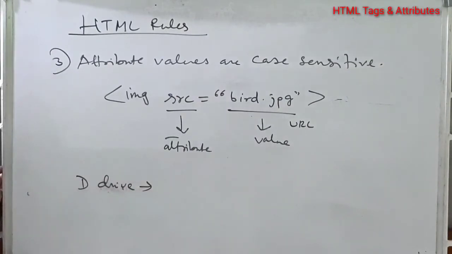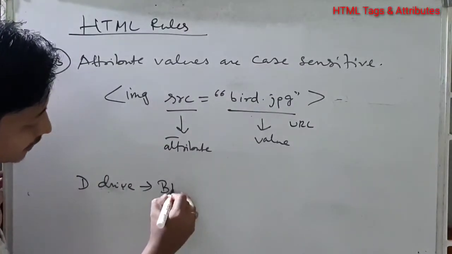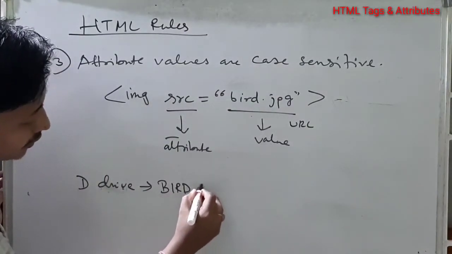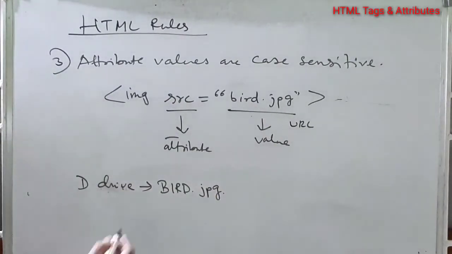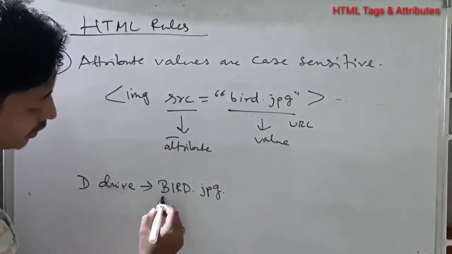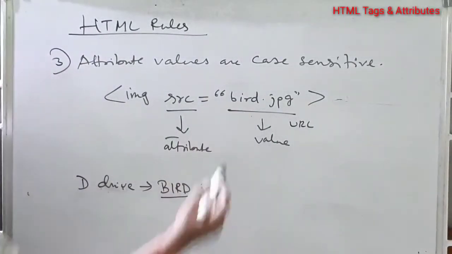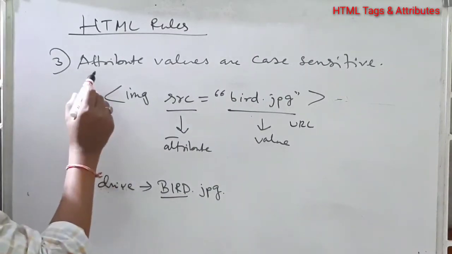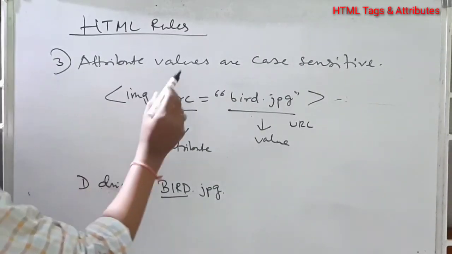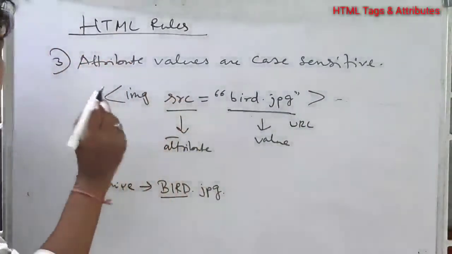But in D drive, this file is saved in this way: dir bar.jpg. Now you can see here the name of the bar is in capital letter, but here you write bar in small letter. This is not going to happen. Here you cannot search. Attribute values are case sensitive. These values should be case sensitive.